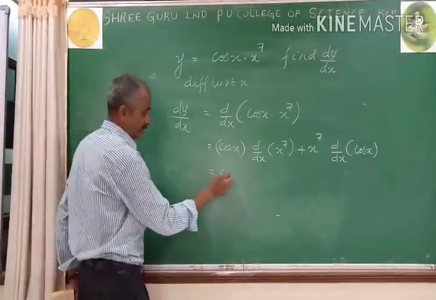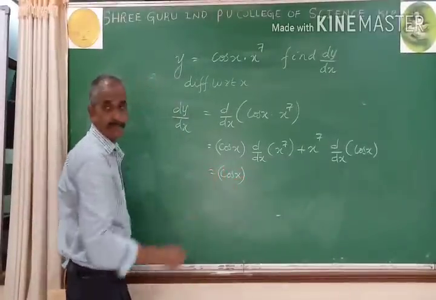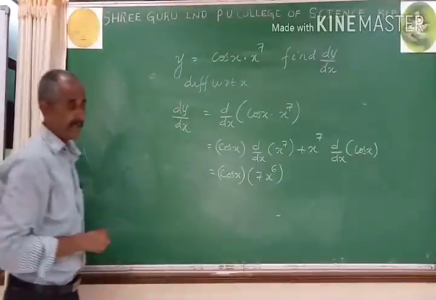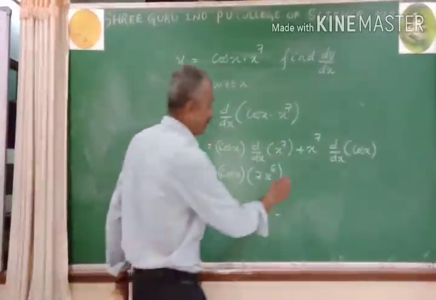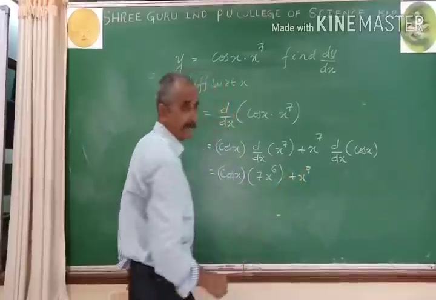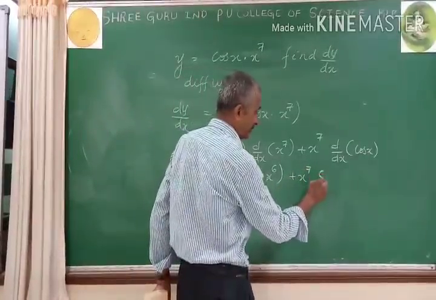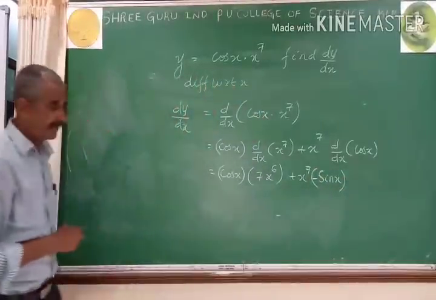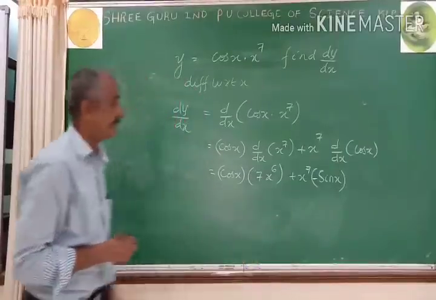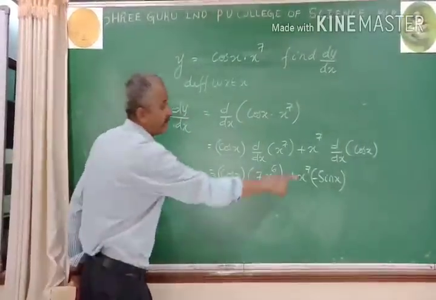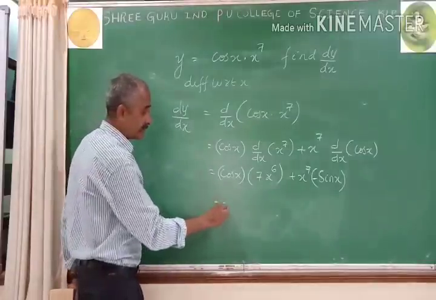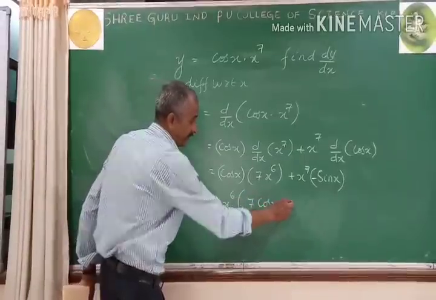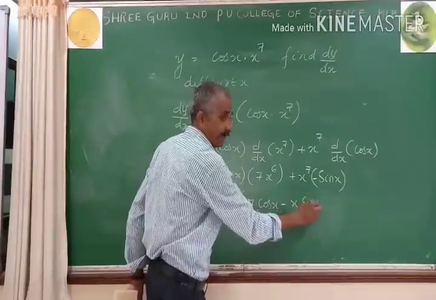Next step, cos x into the derivative of x power 7, which will be 7 into x to the power of 6 because of the formula n x power n minus 1, plus x power 7 into the derivative of cos x, which is in fact minus sin x. Further, you can make one extra step for the sake of simplification, and that simplification is that we can take common x to the power of 6. With common x to the power of 6, that is 7 into cos x minus x into sin x will be the final answer.